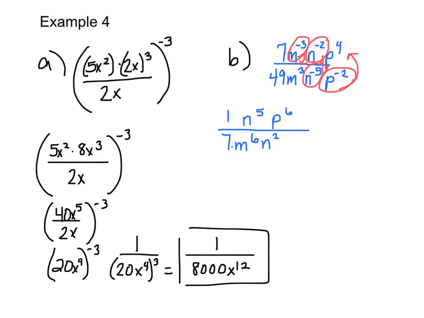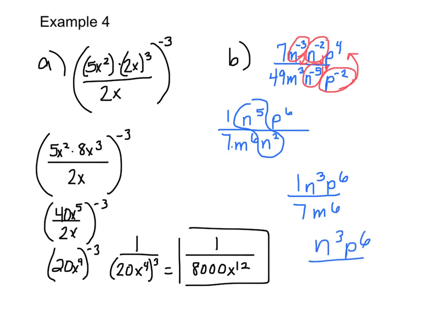Are you done? No. I can simplify my n's. Where are there more n's? There are 3 more n's on top. 5 minus 2 is 3. So my answer would be n to the third, p to the 6th, divided by 7, m to the 6th. We don't even need that 1 there. And that would be my answer.